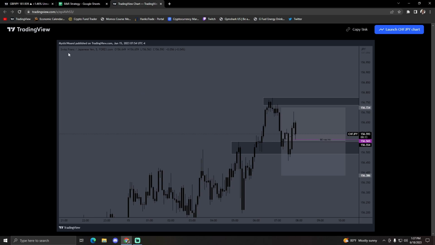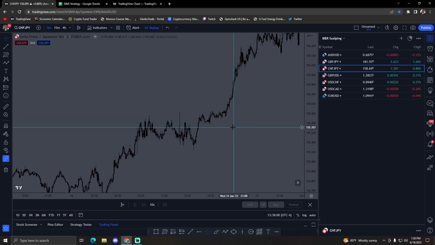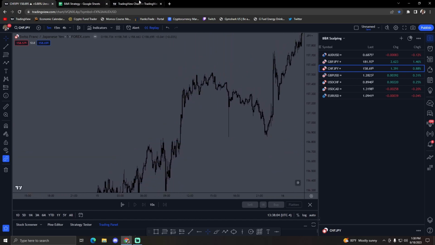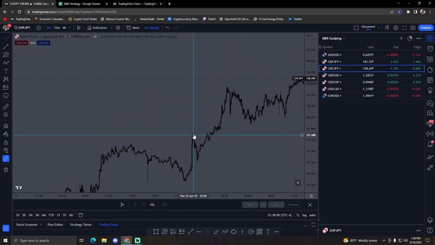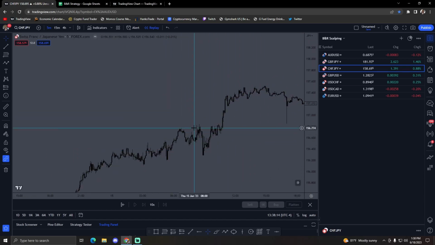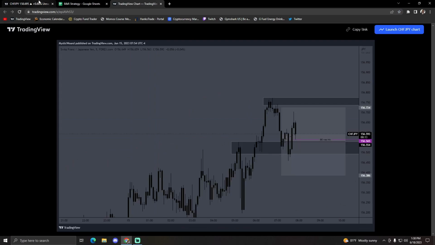Now let me find this. CHFJPY 5 minutes was on the 15th. Where was this? What did the setup look like again? Alright, look like that. Where was this trade? Why can't I find... Okay, it doesn't matter. I can't find it right now. I'm not gonna sit here for like an hour trying to find it.